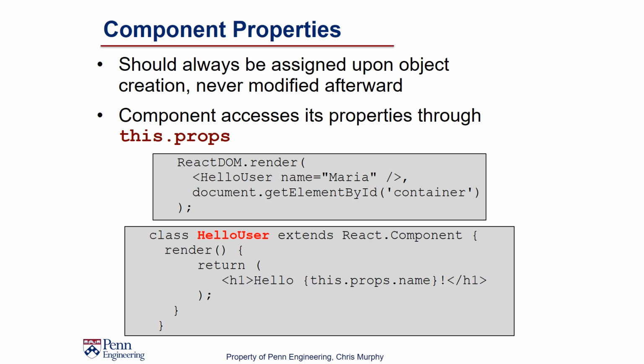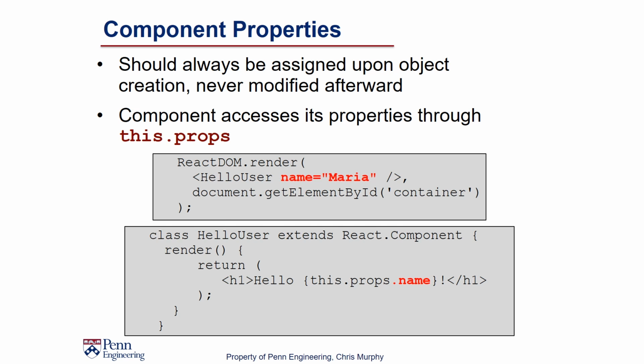Now in the component, I have my hello user component, and in its render function, I can return some HTML, for instance, hello, and then I can access the property using this.props.name. This.props is the name of the property in the component. It is an object, and one of its properties is name, which was initialized when we rendered this component using React DOM.render.